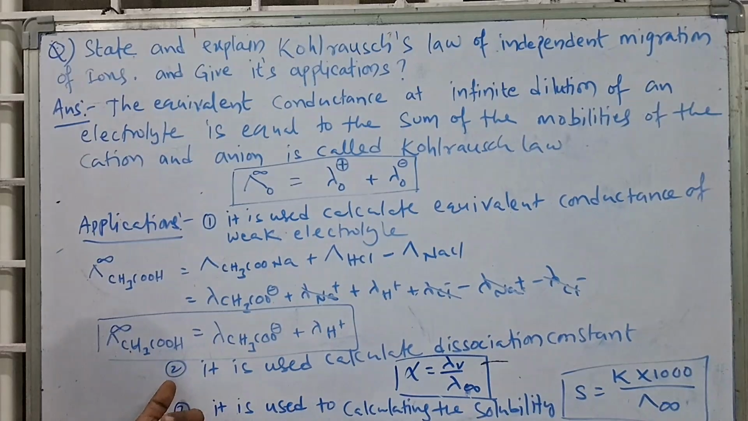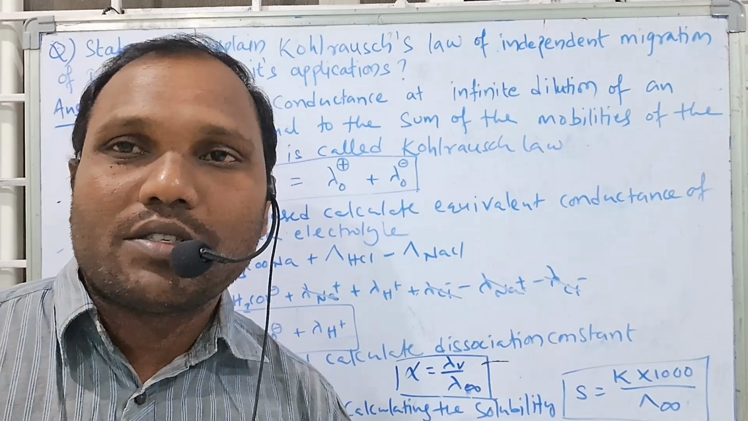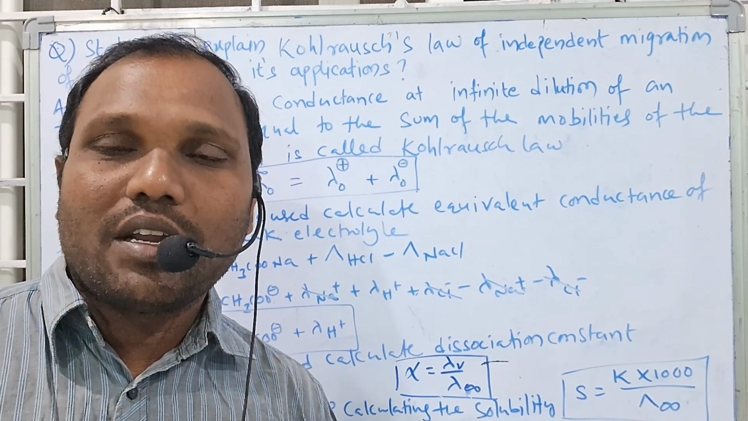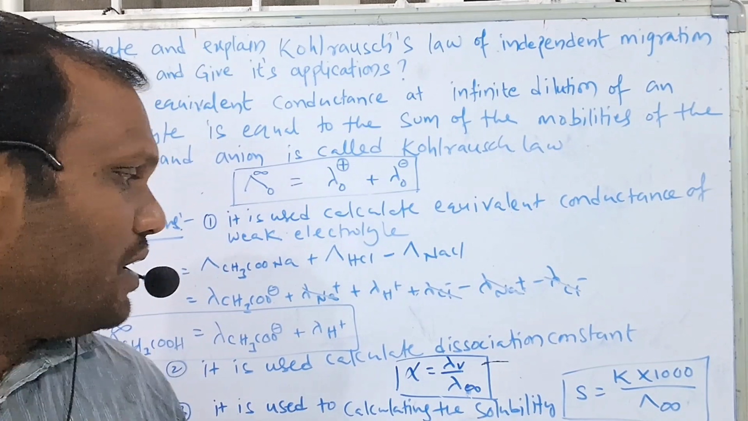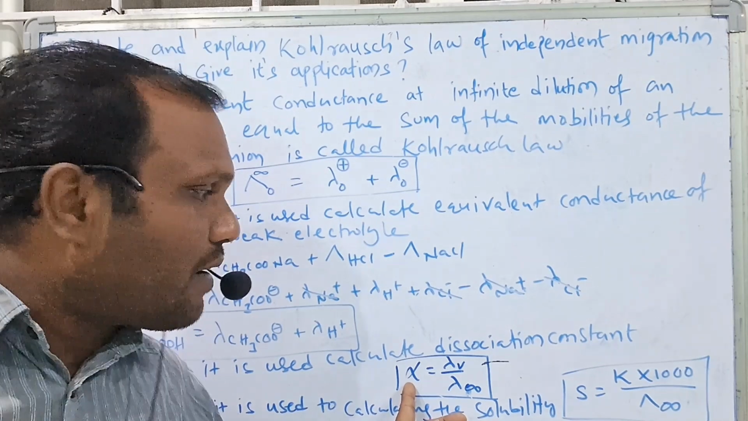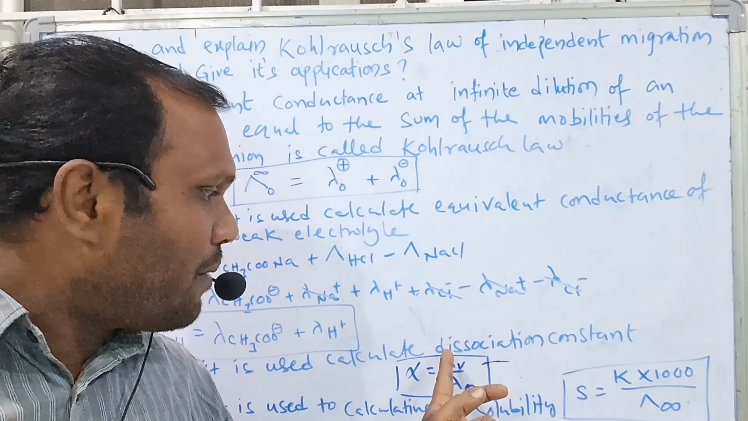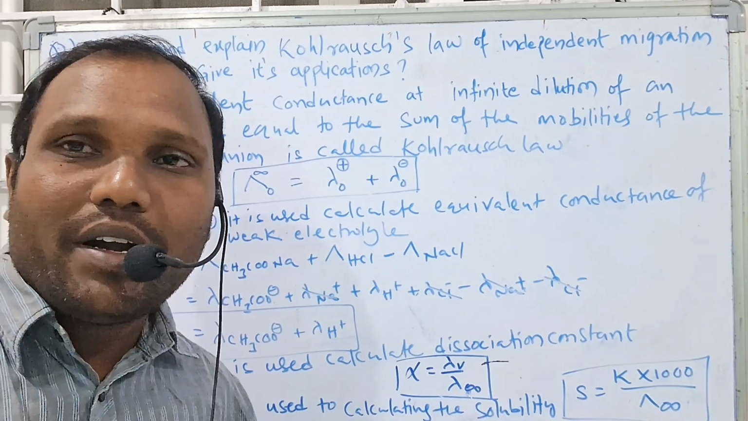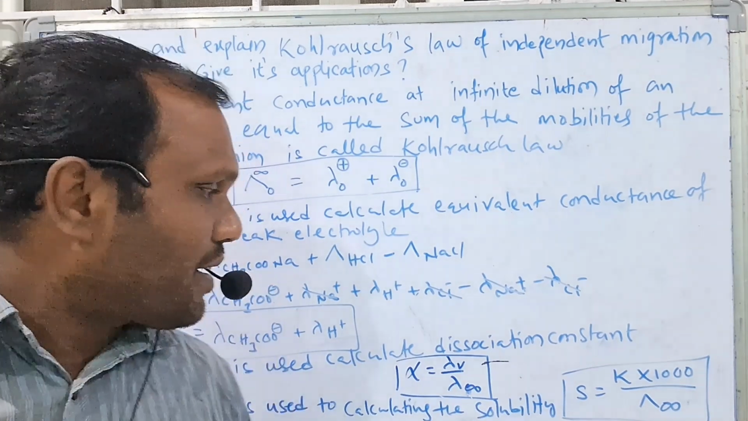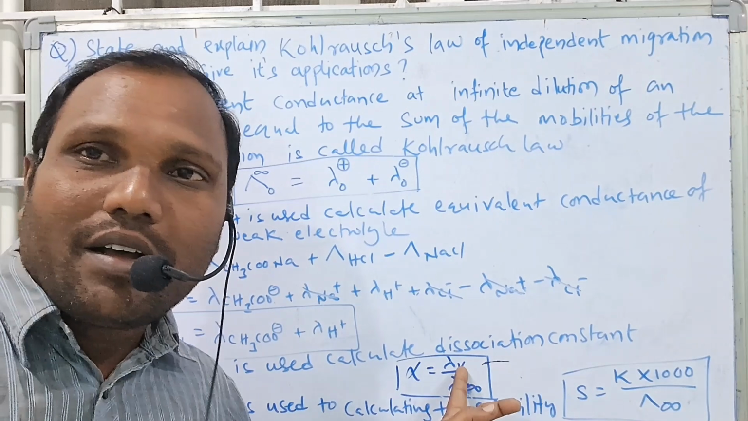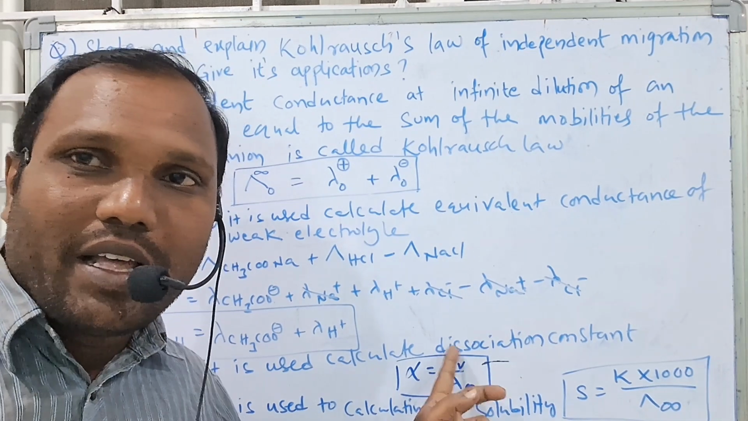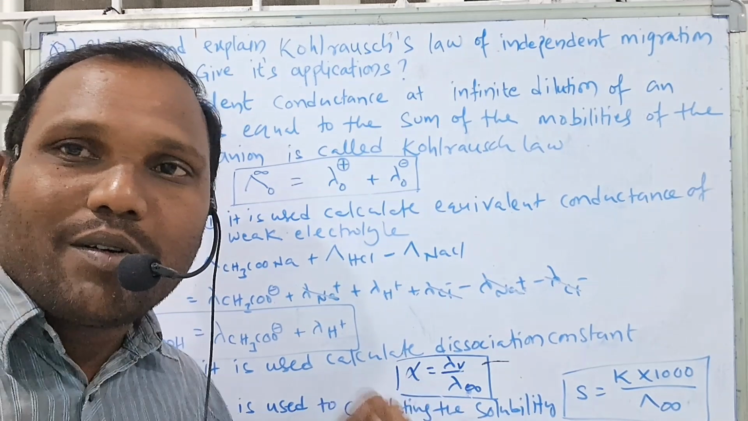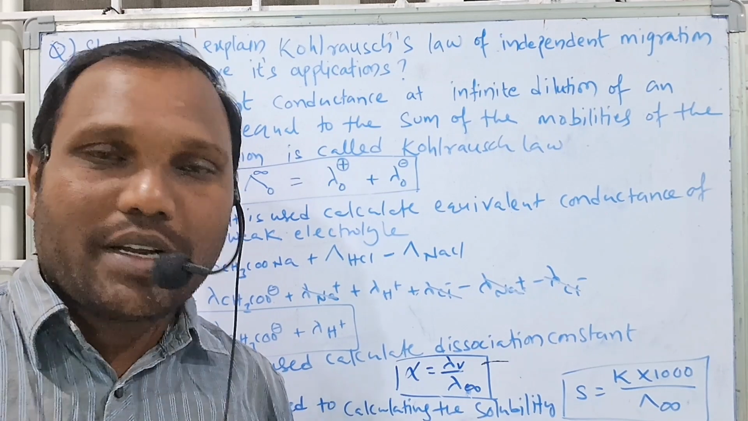Okay, next, the second application: it is used to calculate the dissociation constant. This Kohlrausch law is used to calculate the dissociation constant of an electrolyte. Here the dissociation is expressed by alpha, which equals Λv by Λ∞. Here Λv is the conductance at volume V, and Λ∞ is the conductance at infinity. Their ratio is equal to the dissociation constant.